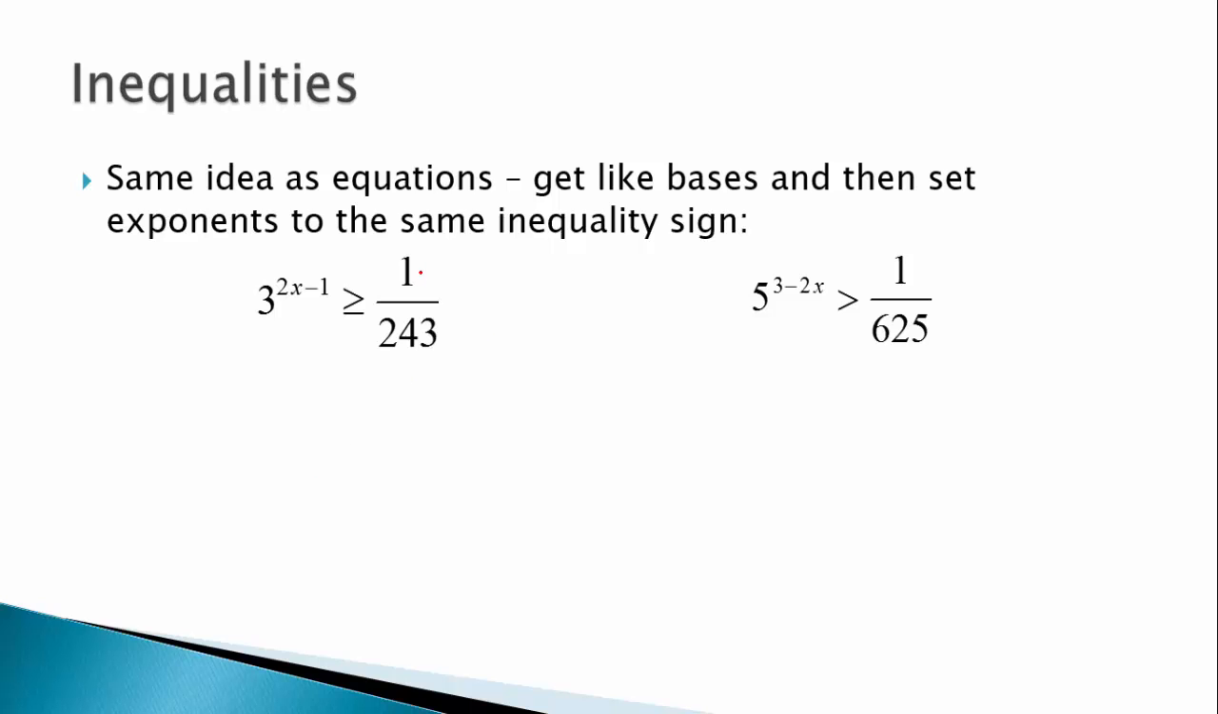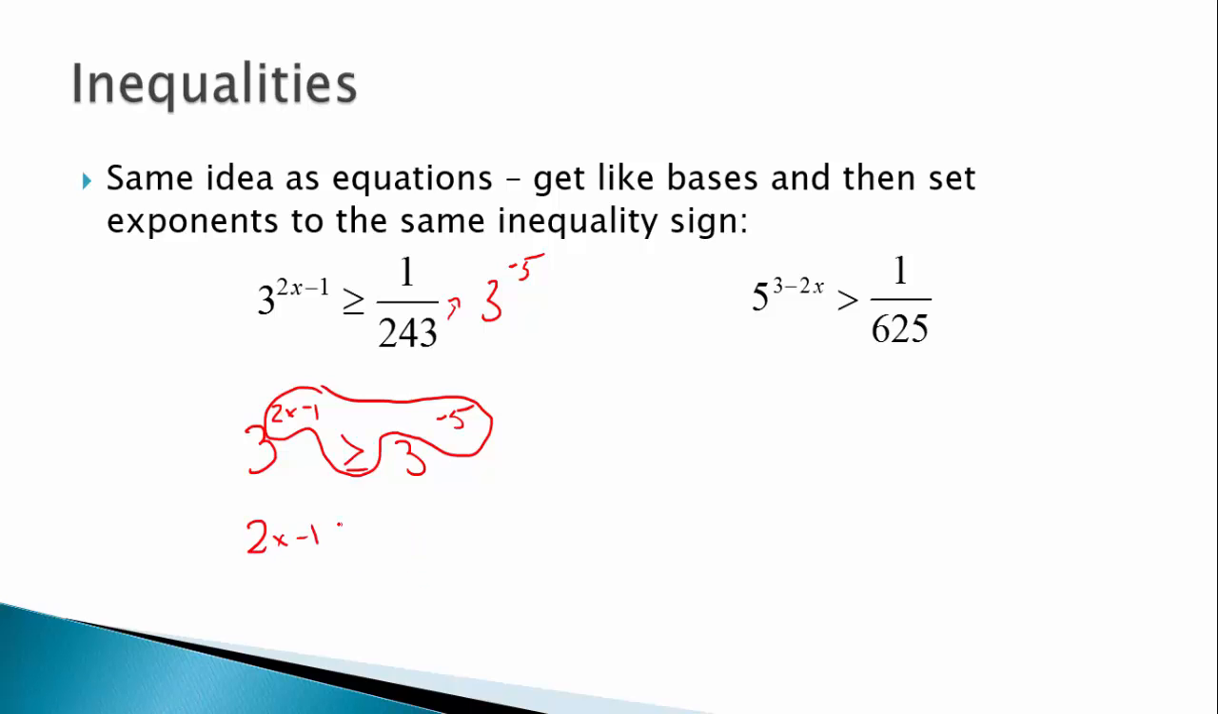3 to the 2x minus 1 is greater than or equal to 1 over 243. Okay, so I've got to have my base be a number that is greater than 0 and not equal to 1. So 1 over 243, that's 3 to the negative 5th. So all I do is rewrite this problem as 3 to the 2x minus 1 is greater than or equal to 3 to the negative 5th. And again, the 3's become irrelevant. Now all I do is write the inequality 2x minus 1 is greater than or equal to negative 5, and I solve for x. 2x is greater than or equal to negative 4, so x is greater than or equal to negative 2.